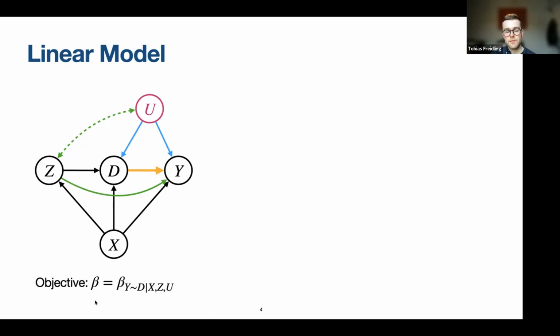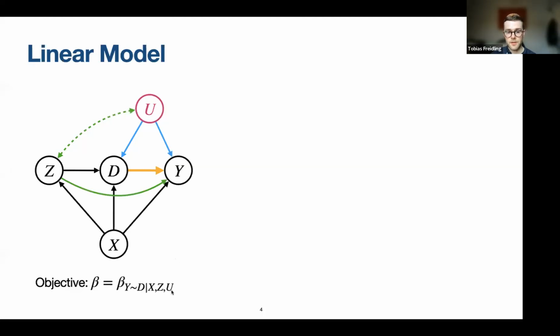Now, the objective that we're interested in is the causal effect of D on Y. And if we observed data for all of these variables, we could just regress Y on U, D, X, and Z, and then just take the regression coefficient corresponding to D.